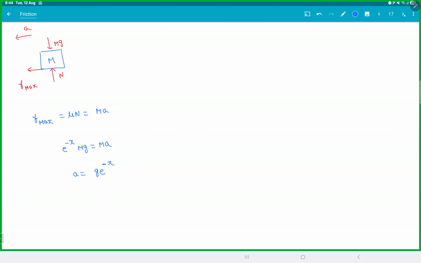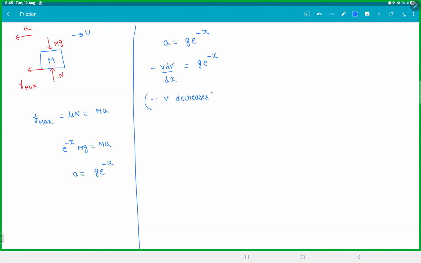There, NLM got over. Friction and NLM both are done. Now comes kinematics. Now here you can clearly see A is not constant. So A will be minus v dv by dx. My minus sign: acceleration and velocity both are opposite. It's decelerating. So this will be v dv.